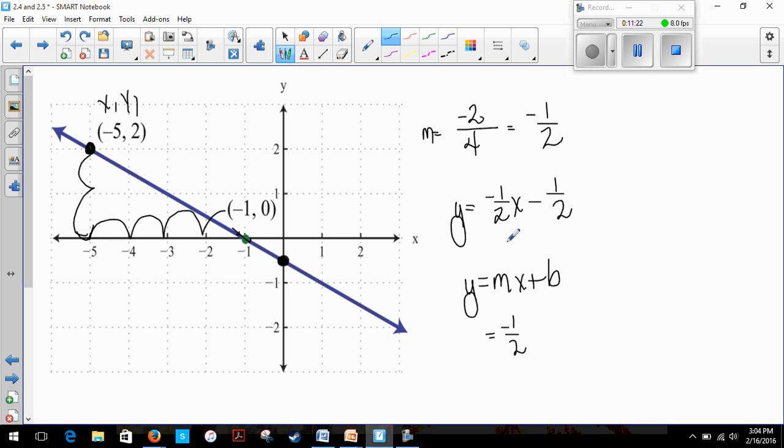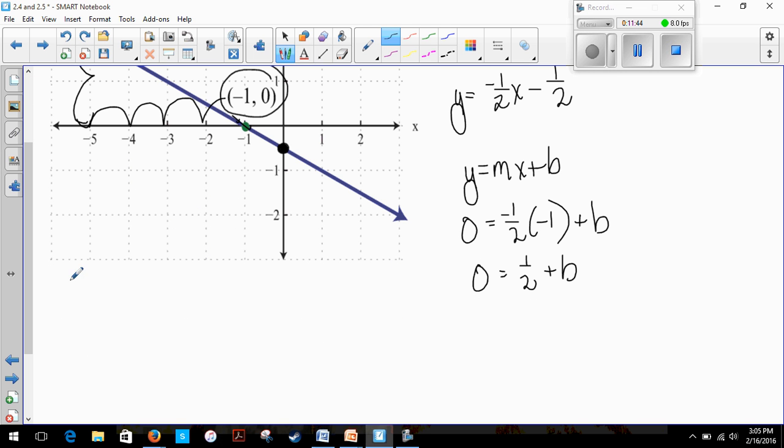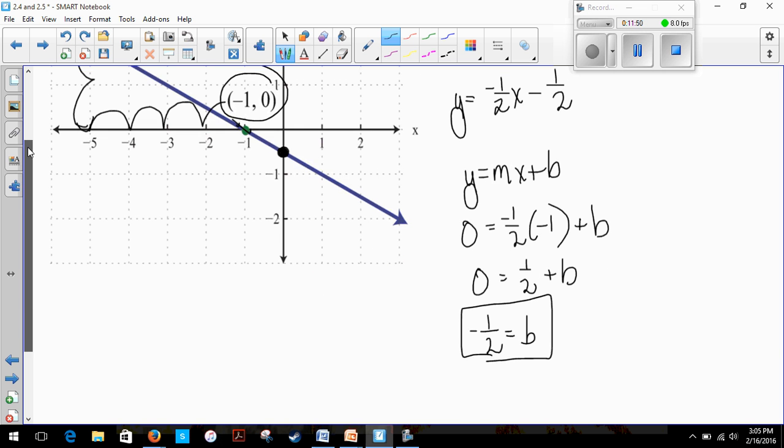And I have an x and a y. In fact, I got 2. I can pick my favorite, which is officially him now, and plug my x in and my y in, and now I only have to find b. And so I have 0 equals a negative times a negative, which is a 1/2, plus b. And I can solve this equation pretty easily now. And it is definitely a 1/2. Some of them are easier to see than others.